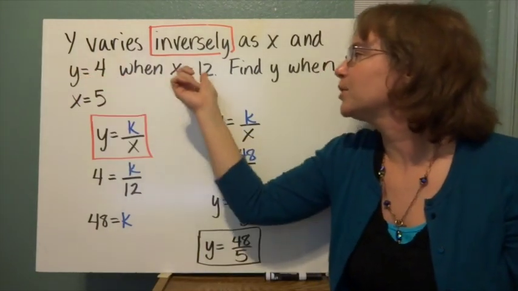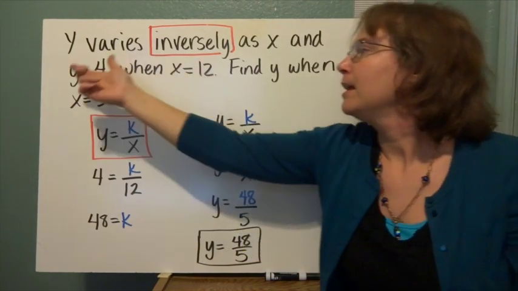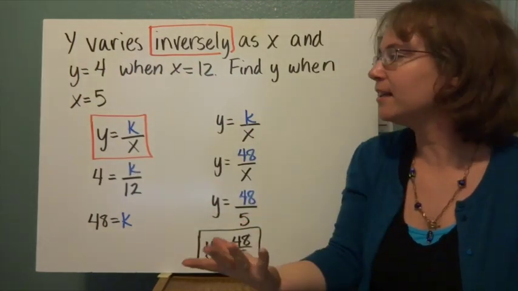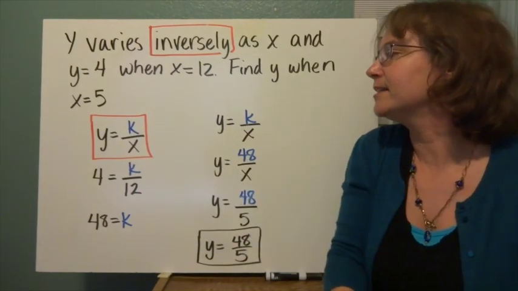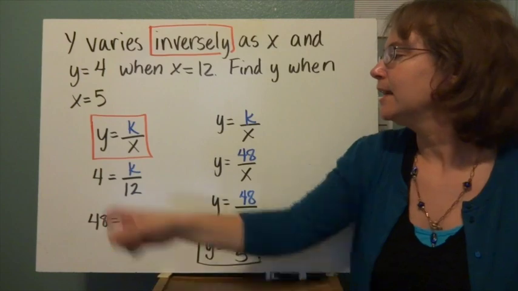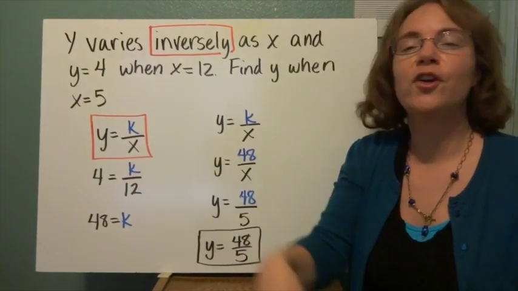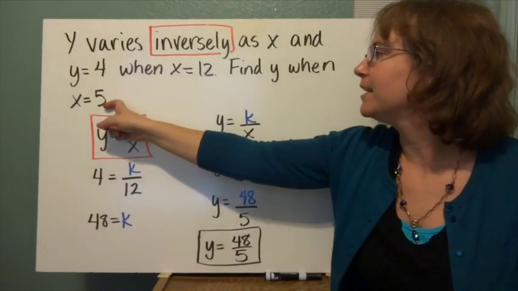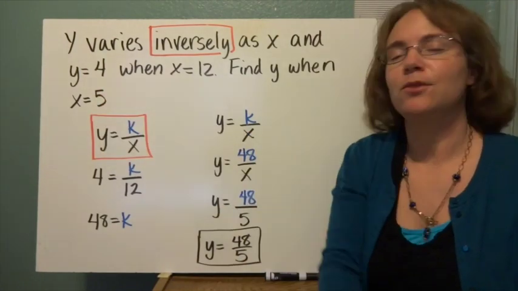We have one particular instance when we know it's going to work, but we would like an equation that always will tell us what y is when we know what x is. And because it's inversely, I know right away to write it as y equals k over x. Now if I can solve for that k, I'm all set, because then I can find out what y is when x is equal to 5.